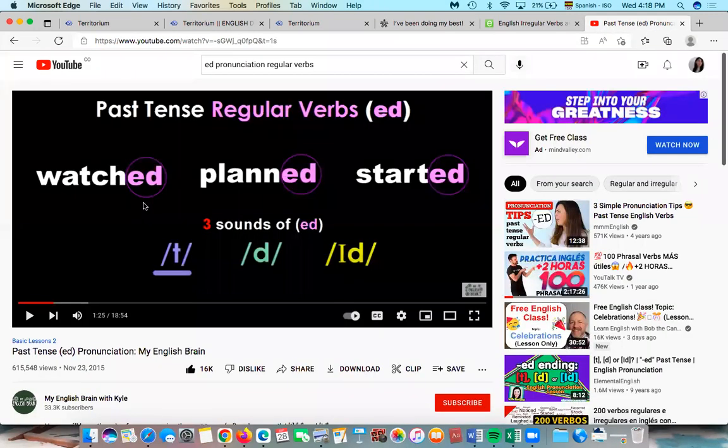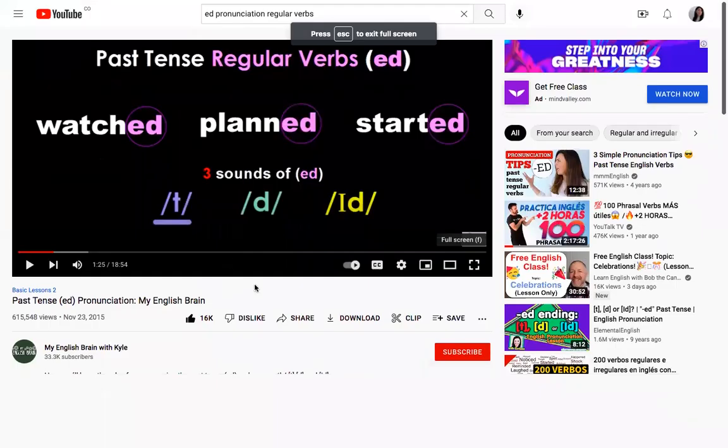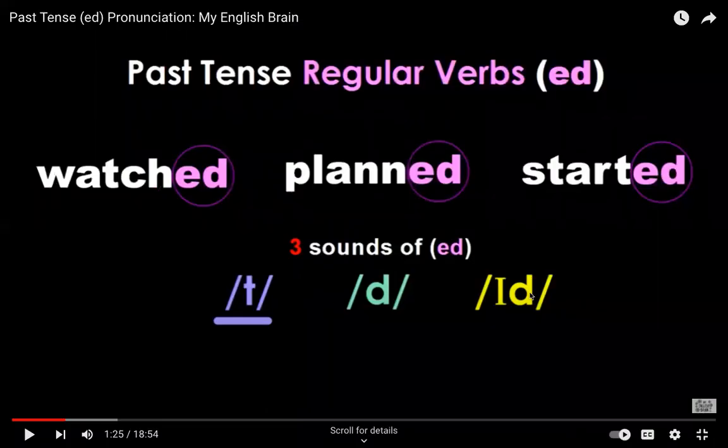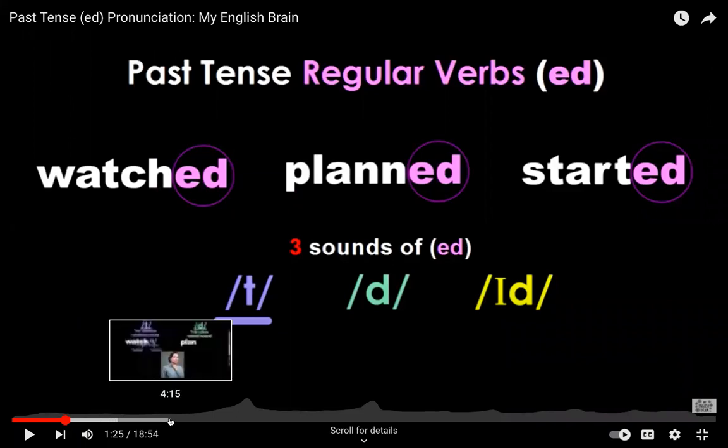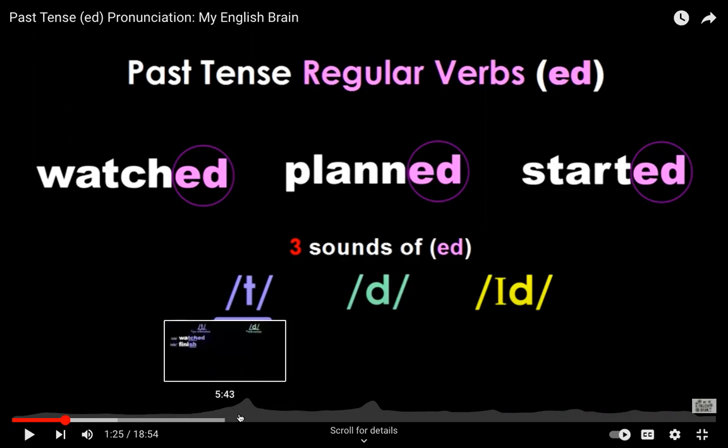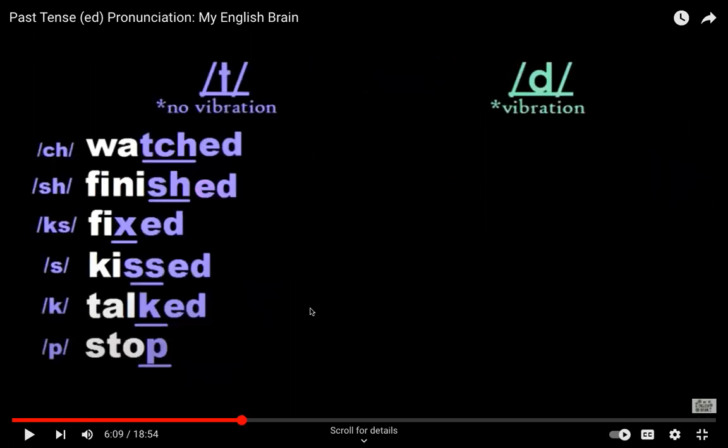So you can see here that we have 3 different pronunciations for the endings of regular verbs, right? So we see watched, so sometimes it's in T, sometimes it is D and sometimes it's ed. And it depends on the final sound. Pay attention here. So the final sound here, I can see examples here.